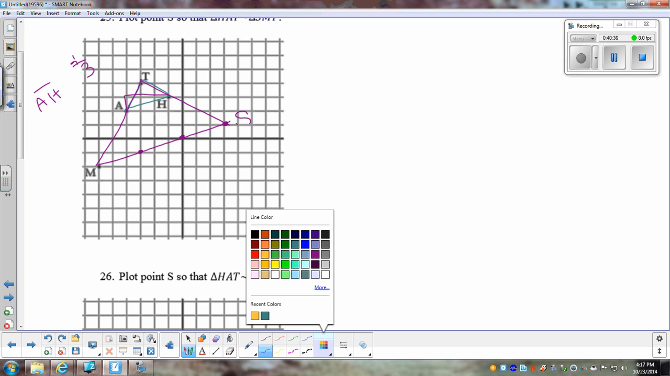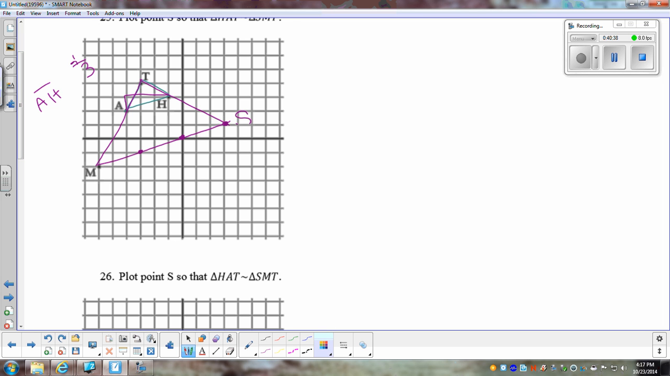I also could have used the fact that my sides have to have the same proportions. So I know I had to go over 1, down 2, and I had to do that 2 more times to get to point M. So I can figure out how I get from T to H. So I had to go down 1/2, and I have to do that 2 more times to get to point S. So there's point S.